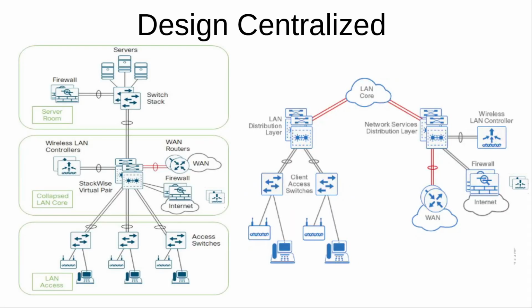In order to design for this, for the centralized model, connect your wireless LAN controllers to your distribution switches, or in case you have a network services block, connect your wireless LAN controller to your network services distribution layer. Remember to connect your anchor wireless LAN controllers for your guest users to a DMZ at your firewalls.